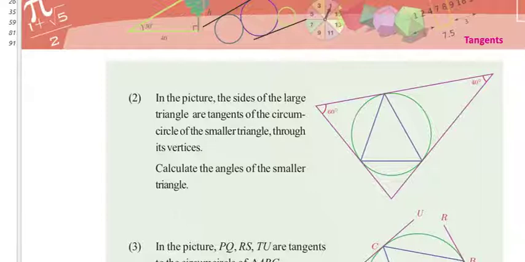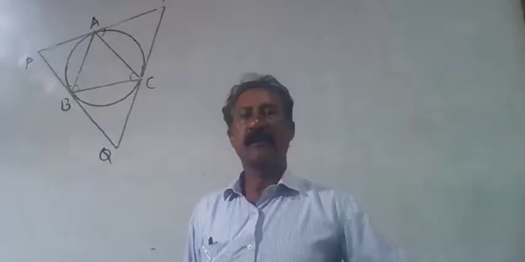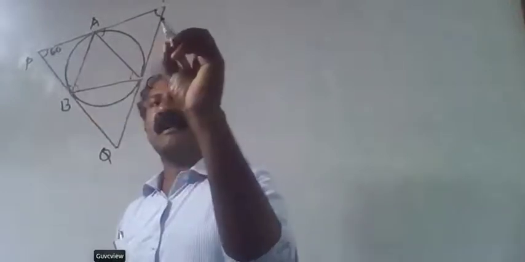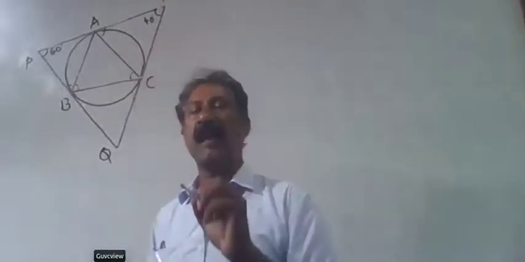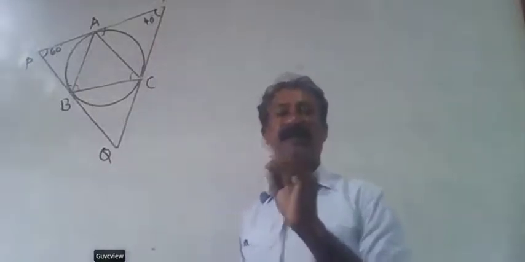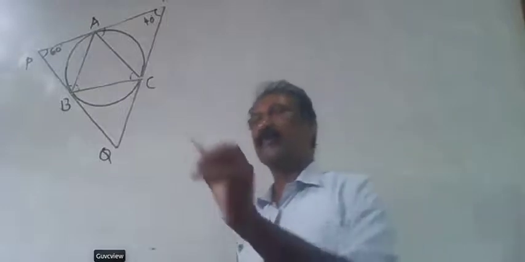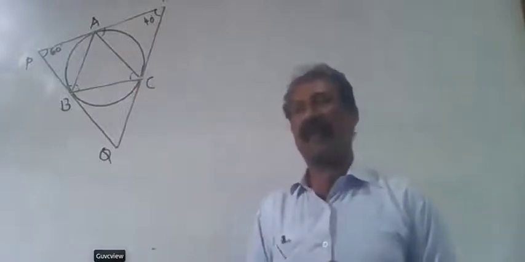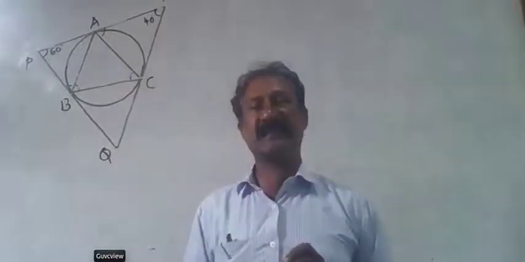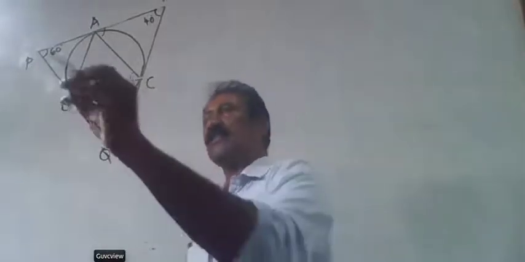Okay. Two angles are given, that is 60 degrees and 40 degrees. We have to find the angles of the smaller triangle. Here you can draw the same figure, and this angle is 60 degrees and this angle is 40 degrees. Two angles of the larger triangle are given to find out the angles of the smaller triangle. It is the reverse process. We can find the angles of triangle ABC here.